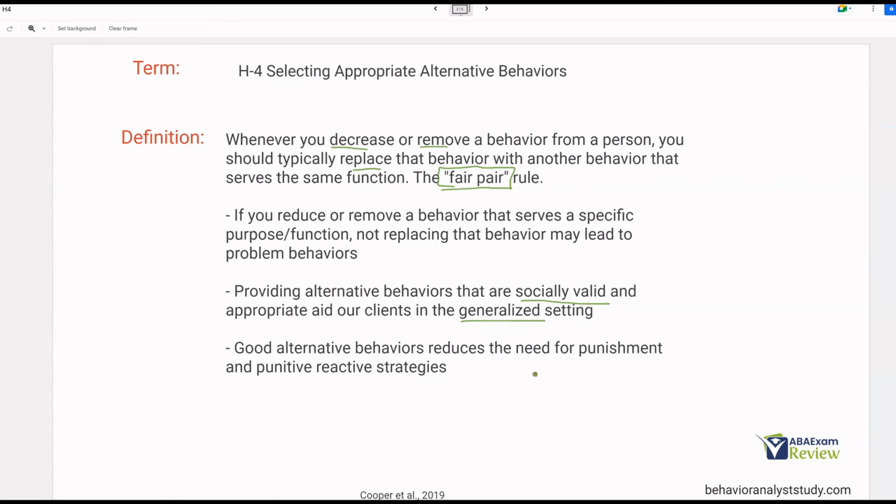And then good alternative behaviors reduce the need for punishment and punitive reactive strategies. Now, of course, you as the analyst should never be punitively reacting, and we want to try to limit punishment, but things happen and sometimes punishment may be necessary. If we can choose really good alternative behaviors, we may do our client a favor and reduce punishment and punitive reactions from the generalized population.